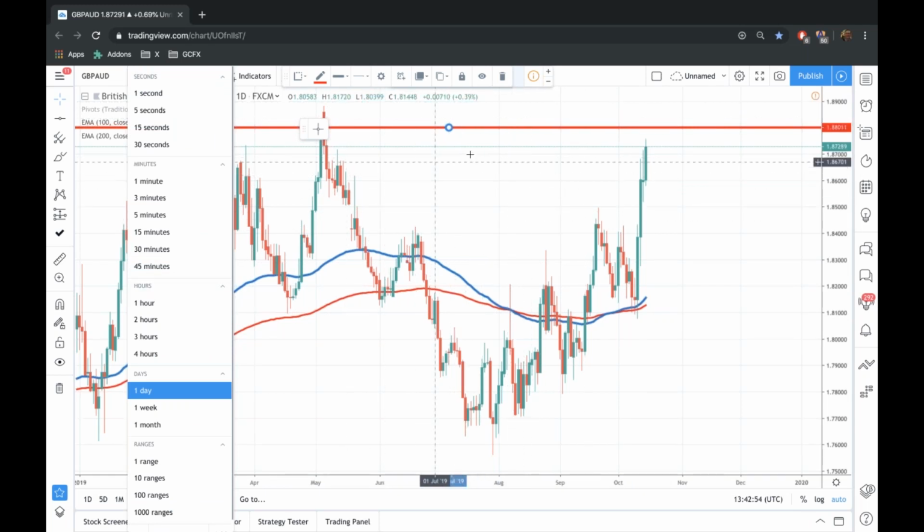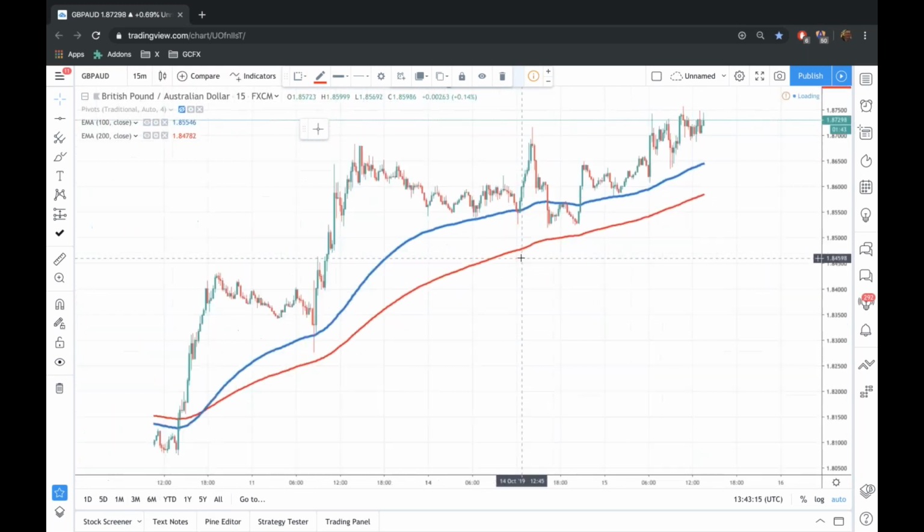So overhead resistance, we've got that 1.8800 level. Okay, you can see in the recent range, that would be the maximum of the recent range. So you'd need a strong catalyst to break out of that. So that tells us, no matter what happens, that's pretty much our target level, just below there. That would be the target for traders.